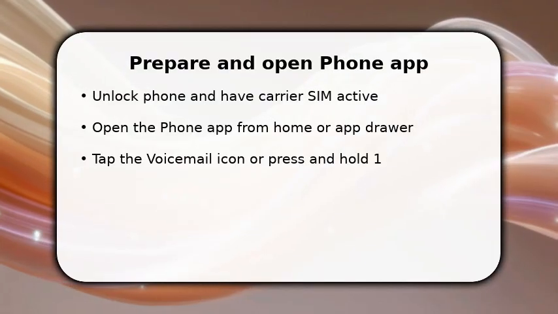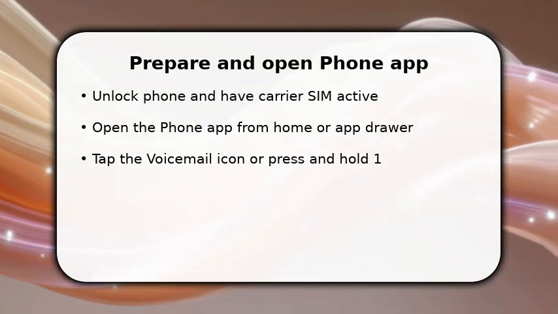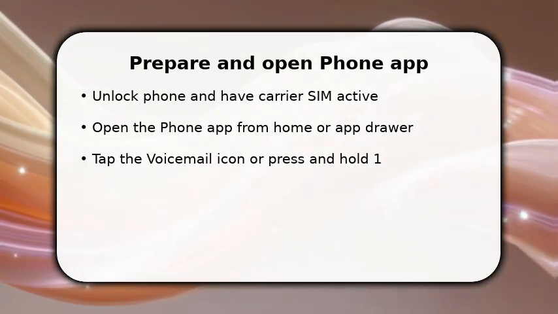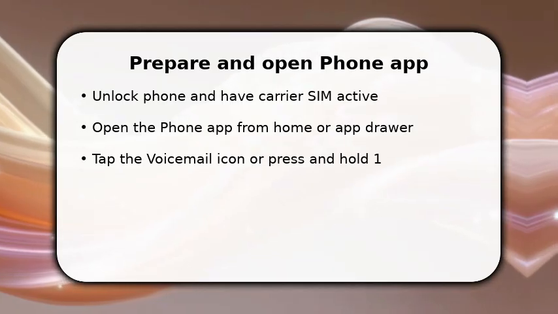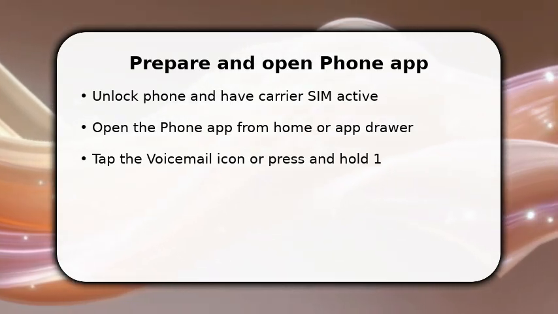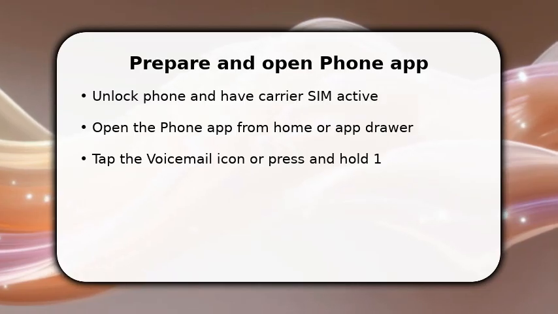You start by making sure your SIM is active and you have cellular signal. Voicemail relies on your carrier. Open the phone app now. It's the dialer icon on your home screen or in the app drawer.